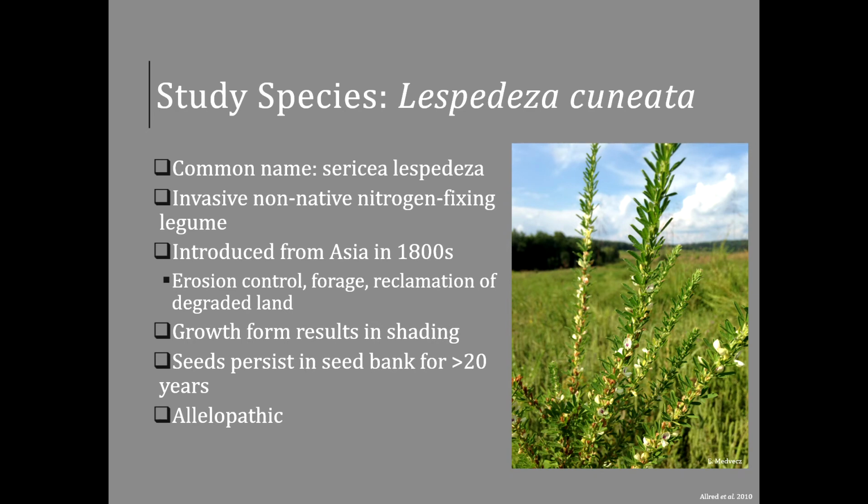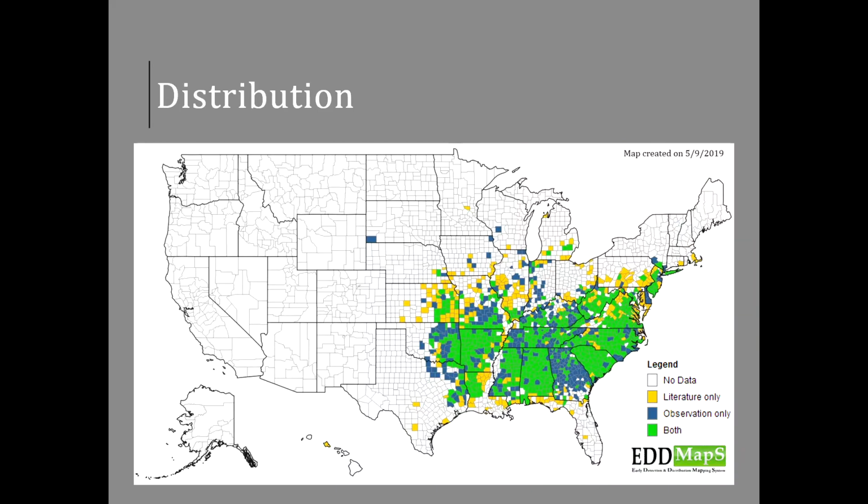Its seeds, which it produces hundreds of thousands of every year, can persist in the soil for over 20 years. I've also seen up to 30 years. So once it establishes and sets seed, it's very difficult to get rid of. Also in the soil, it's allelopathic, so it produces and spreads chemicals, and because it is a nitrogen-fixing legume, it can also change the levels of nitrogen in the soil. So it does a lot of things that are not the best.